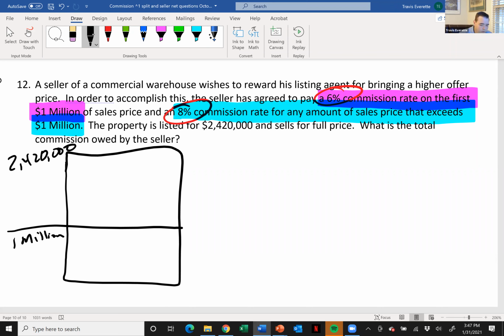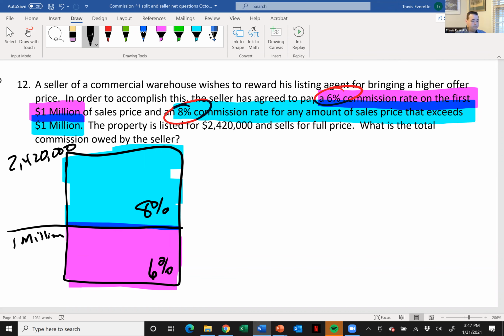I know the bottom one, the purple one down here, is at 6%. I know the blue one is at 8%. The question is, how much money is in each box? Well, the 6% one's easy. It says on the first $1 million. So there's 1 million in there. So that's 1 million times 6%. $60,000.